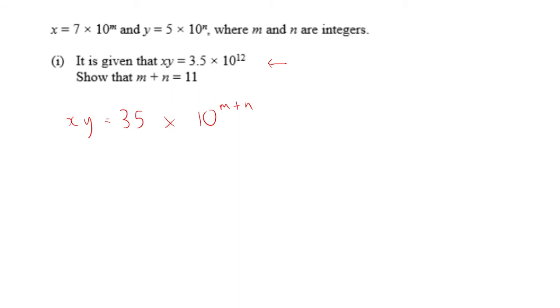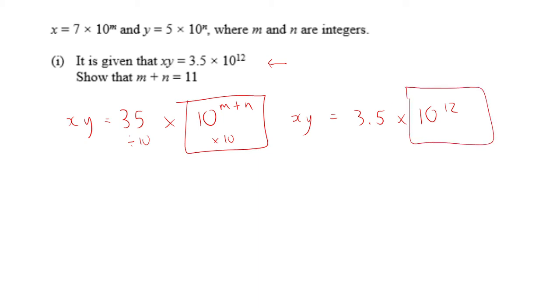Alright, so that's what we've got for x times by y, and what they've got for xy is 3.5 times by 10 to the power of 12. So our answers are very similar, and they're worth the same thing, the value is the same. Clearly what they've done is convert it into standard form, and we haven't. So to convert it into standard form, they have divided this 35 by 10, and they've multiplied this 10 to the power of m plus n by 10. And when they've actually done that, the power they've got now is 12.